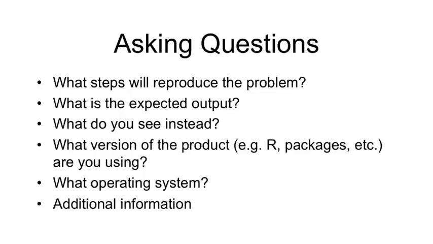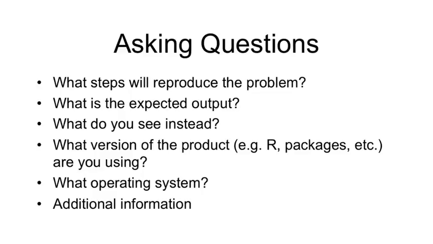Other information that's important to specify when you're asking a question is the version of the product you're using. So, for example, what version of R are you using? What version of the R packages are you using, if it's specific to a given package? Because often there may be legitimate bugs in older versions of R or R packages, and your problem might be solvable if you just upgrade to the latest version. So, if you're using the latest version of R, it's important to mention that.